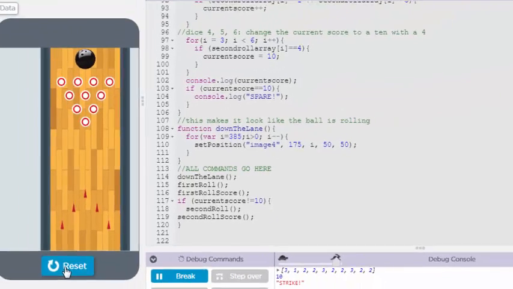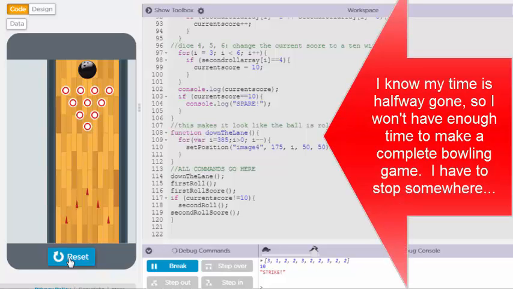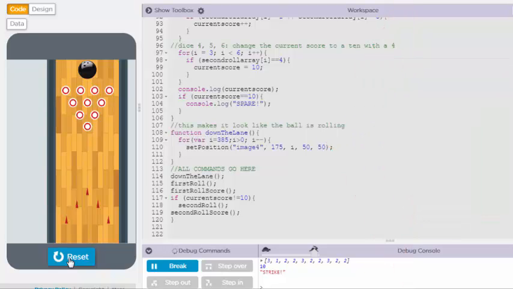You have about 3 hours left. You're going to start wanting to think about a good place to stop. For instance, I know I'm over halfway through this thing. I don't think I'm going to be able to make a complete bowling game. I got to figure out how to kind of nip this thing down to 7 or 8 hours. Otherwise, it could take dozens of hours.